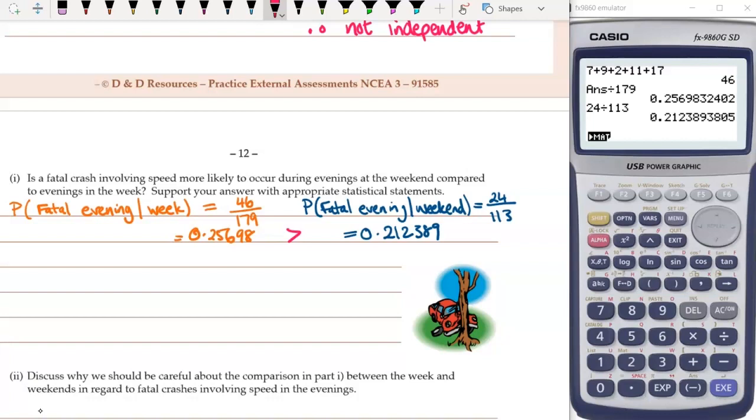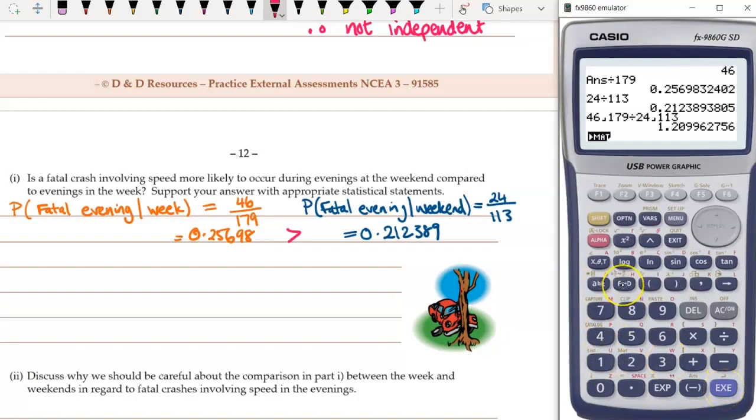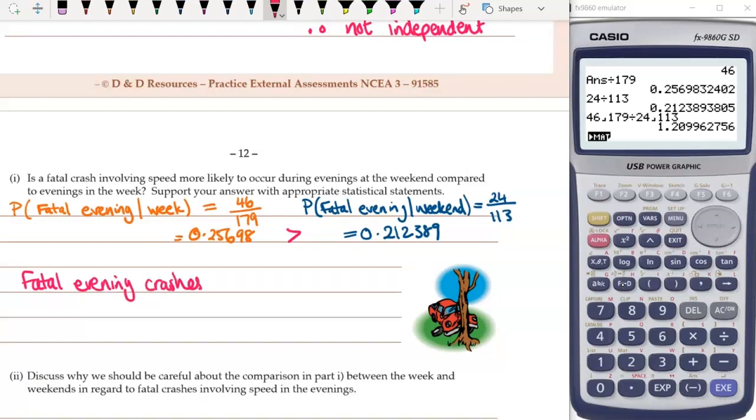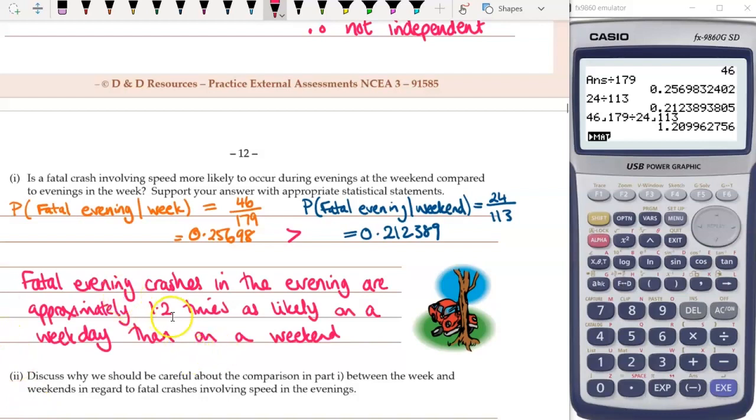So let's write down how much greater it is. If we do 46 over 179 and we divide it by the 24 over 113, we can see how many times bigger it is. So that's 1.2. So fatal evening crashes are approximately 1.2 times as likely on a weekday than on a weekend. I just realised I put evening in twice. So fatal crashes in the evening are approximately 1.2 times as likely on a weekday than on a weekend.